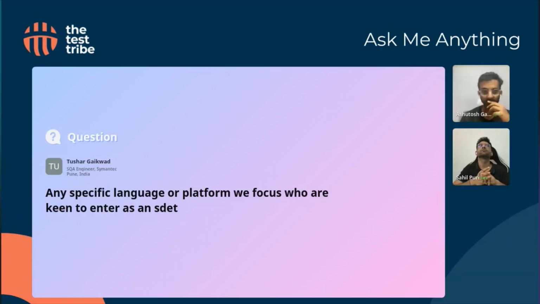There are some questions coming around this, which I'll just ask. This is from Tushar. He says, is there any specific language or platform we should focus on, for those who are keen to enter as an SDET? Is there any specific language which you would recommend, or is there a larger answer to this?